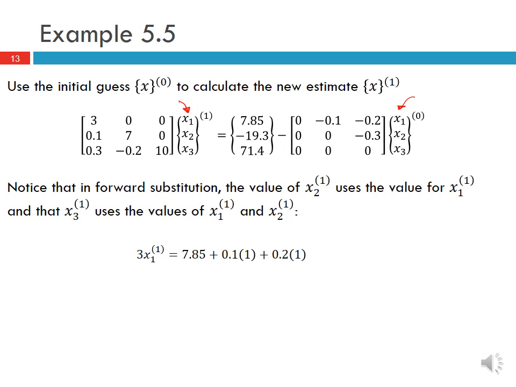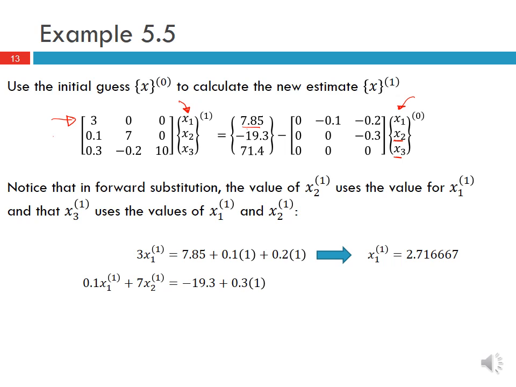So using forward substitution, we can find x1. We use this first row as our equation. So 3 times x1 at 1 is equal to 7.85 minus negative 0.1 times x2 at 0, which was 1, minus negative 0.2 times x3 at 0, which was 1. So from this we get that x1 at iteration 1 is equal to 2.716667.